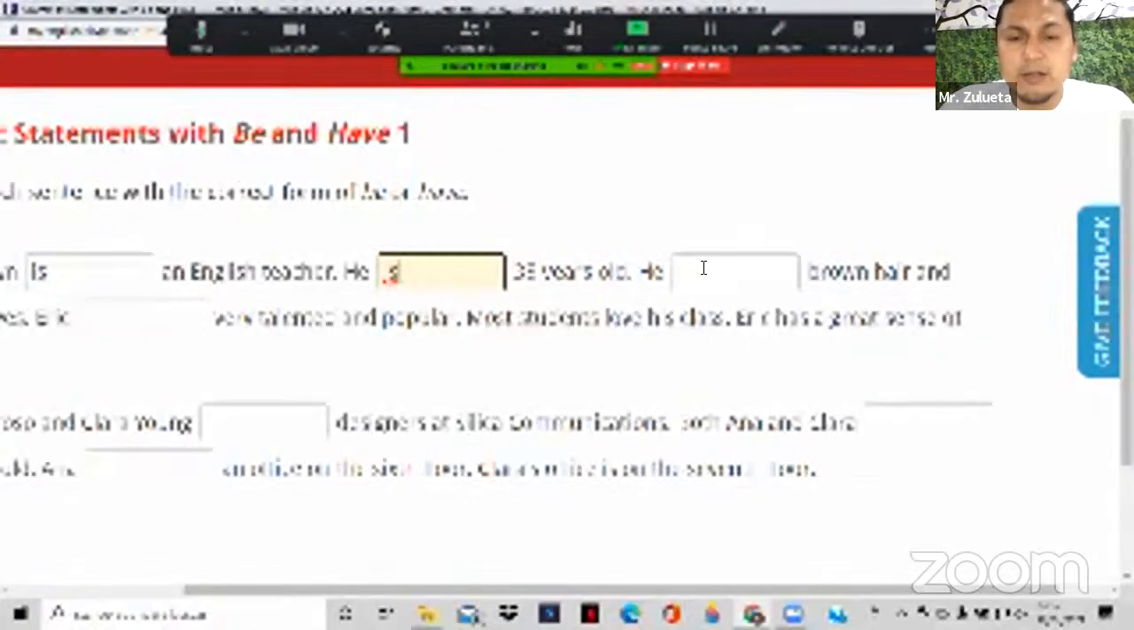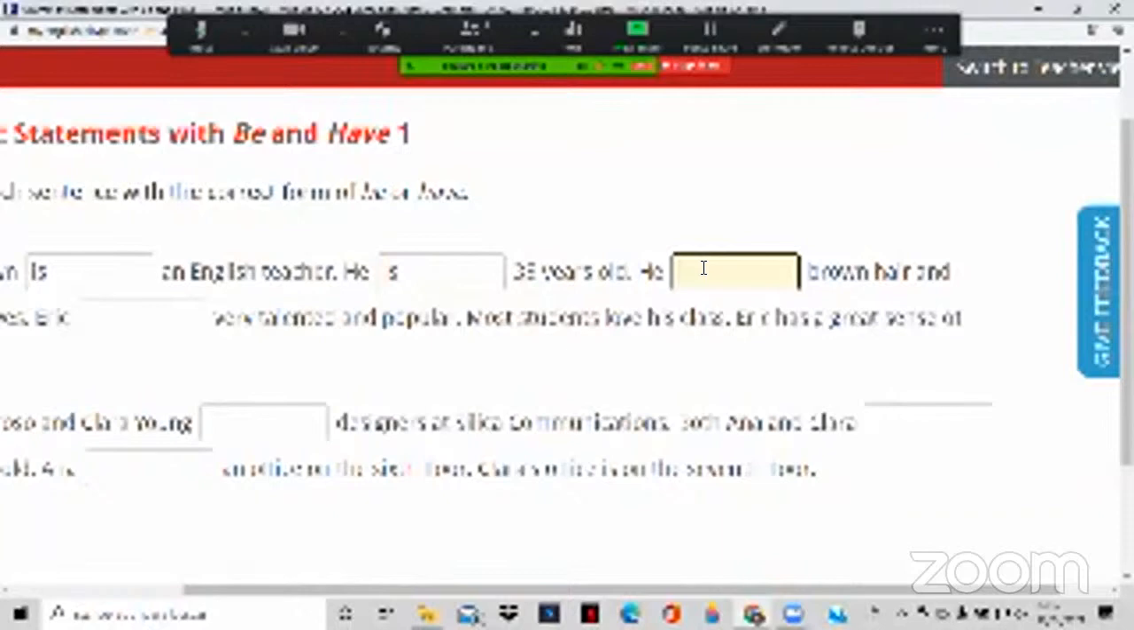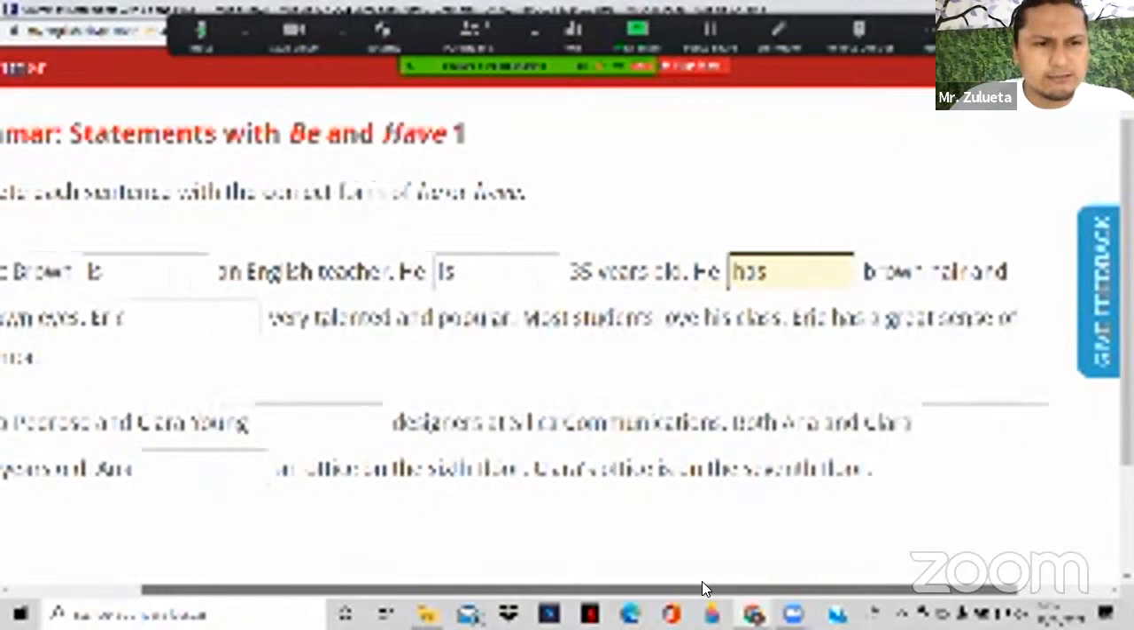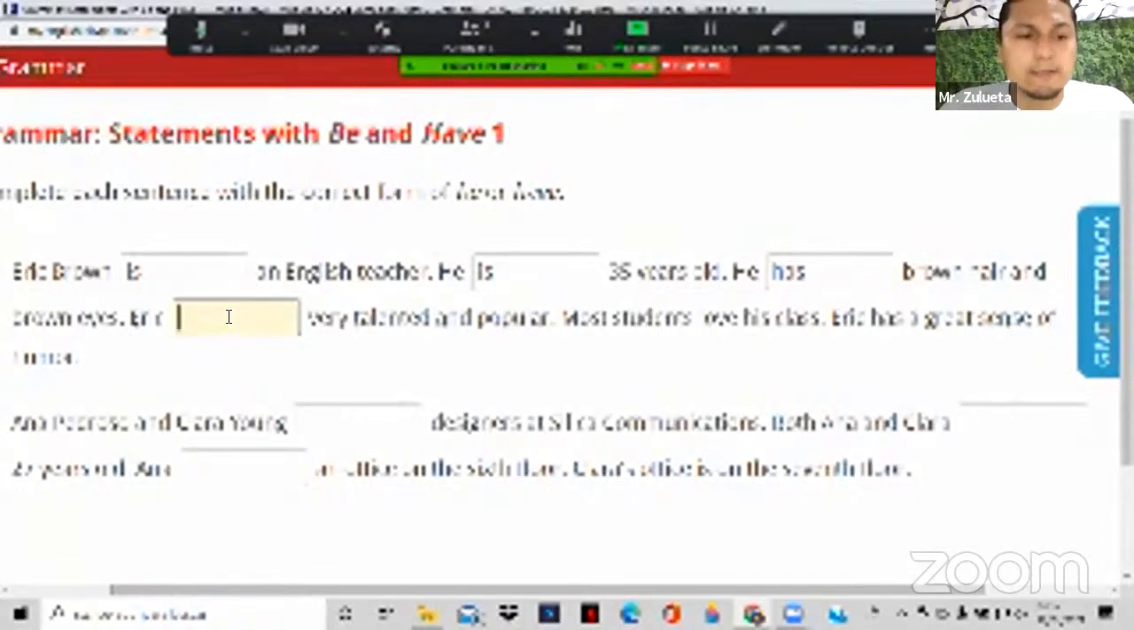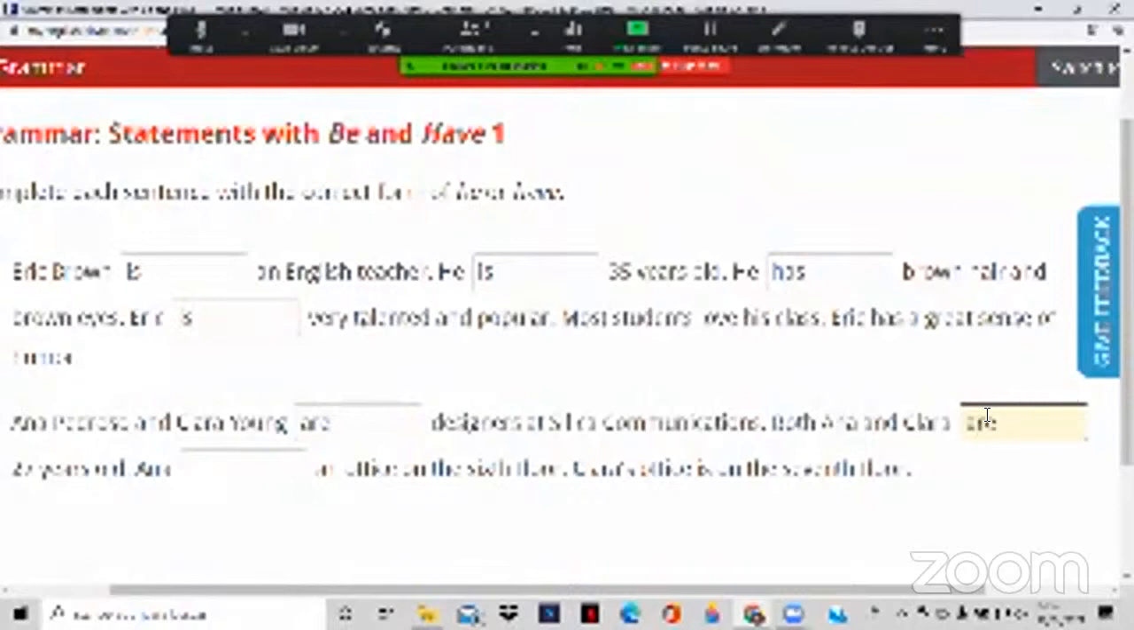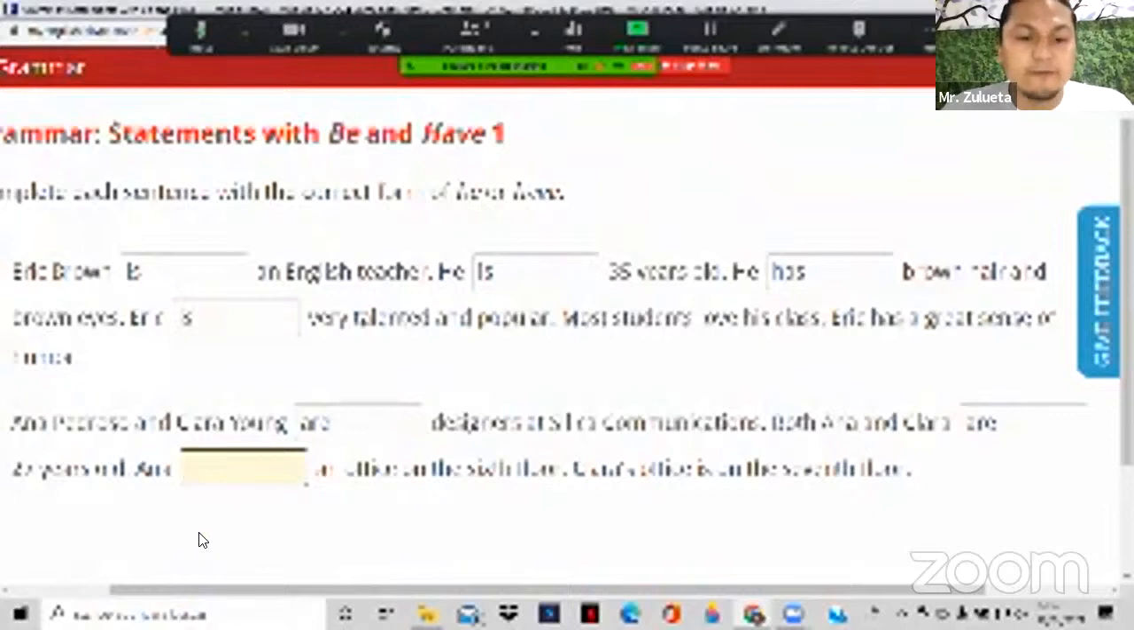He, brown hair, is, have or has? Has. He has. And brown eyes. Eric, very talented. Eric has or Eric is? Is. Most students love his class. Eric has a great sense of humor. Ana Pedroso and Clara Young. At Silica Communications, both Ana and Clara, 27 years old. So Ana has or is an office on the 6th floor. Has. Ana has an office on the 6th floor, and that would conclude.